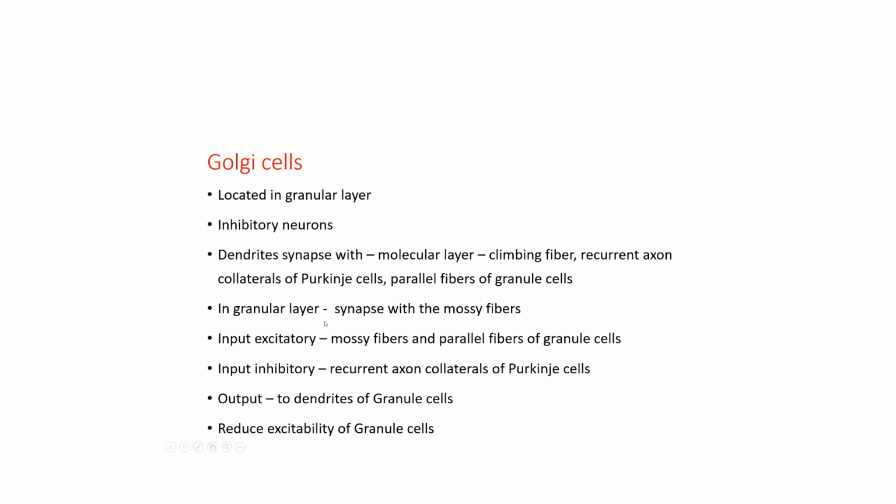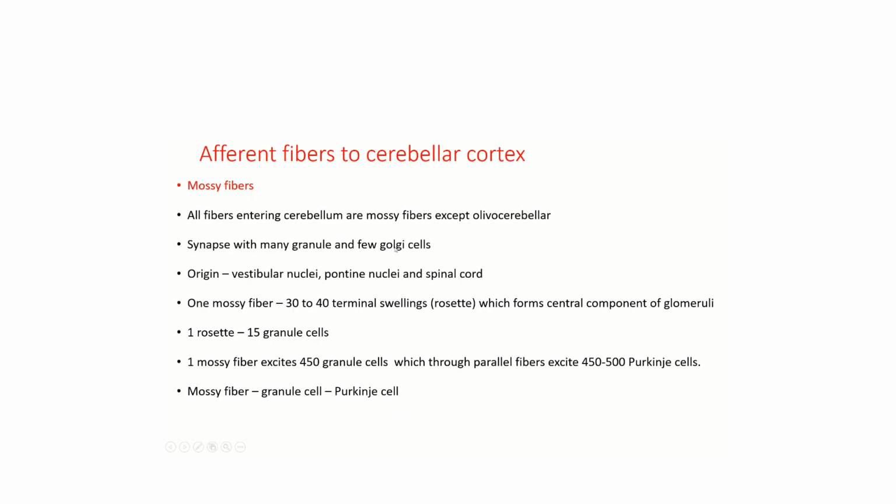In the granular layer, they synapse with the mossy fibers. Excitatory input is from mossy fibers and parallel fibers of granule cells, whereas inhibitory input is from recurrent axon collaterals of the Purkinje cells. Output is to the dendrites of granule cells. They reduce excitability of the granule cells.